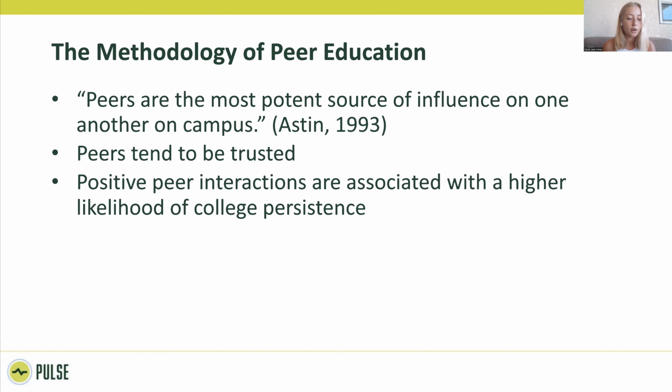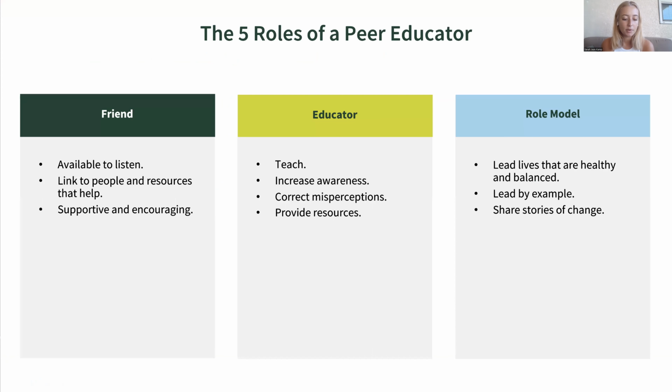A report found that peers are the most potent source of information and influence on one another on campus. And to top this, people are more likely to trust individuals they regard as peers, and positive peer-to-peer interactions are associated with higher likelihood of college completion and persistence. We found this important information important to share because it shows that our unique space as students who are trained as educators is really able to provide reliable and health-oriented information to the community around us, and we're able to become campus influencers.